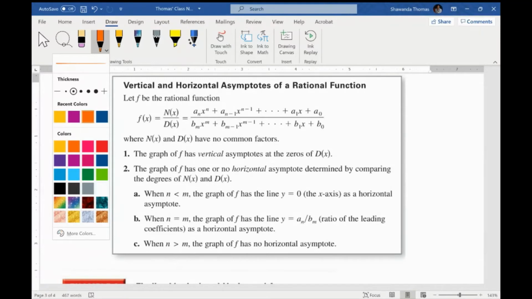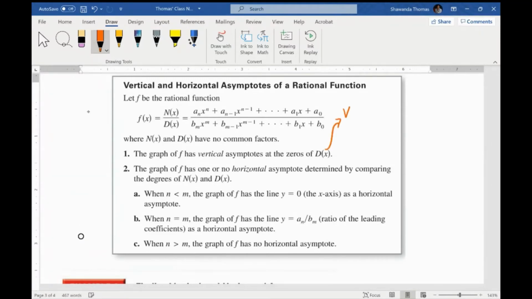Write this little note for vertical asymptotes, and we're going to shorten it to VA. After canceling common factors, set the denominator to 0 and solve for x. That's how we're going to find the vertical asymptotes.